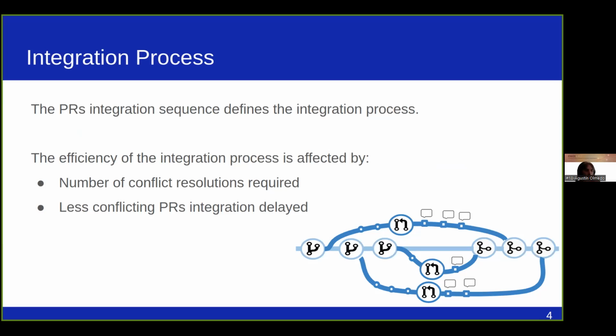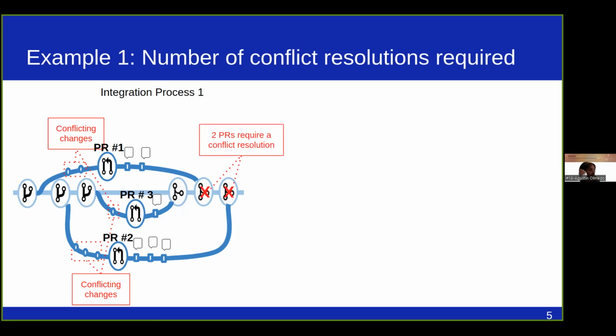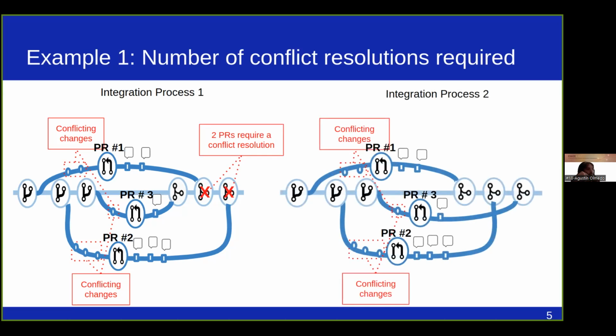Let's see two examples to understand how the efficiency of the integration process is affected. In the first example, let's see a possible integration process for three pull requests. Let's suppose that the changes of pull request 1 conflict with the changes of pull request 3, and the changes of pull request 2 conflict with the changes of pull request 3. So there are two pairwise conflicts, one between pull request 1 and pull request 3, and another between pull request 2 and pull request 3. Pull request 3 is integrated first, and it can be integrated automatically. But the other two pull requests require a conflict resolution because they conflict with pull request 3, which is already integrated.